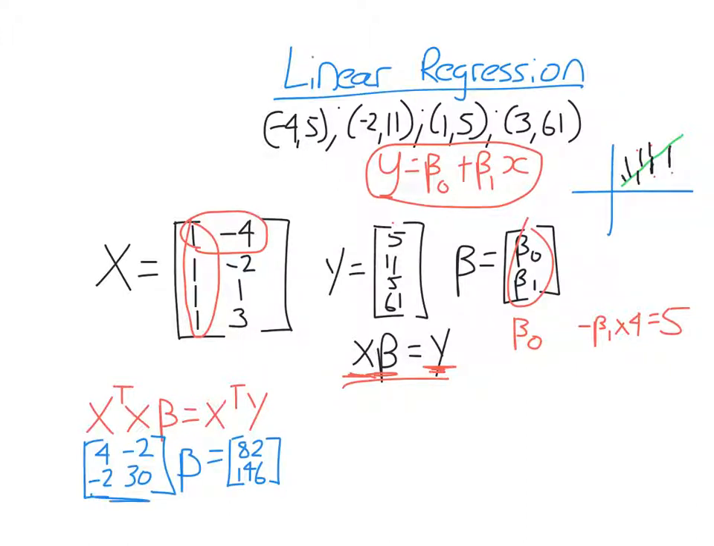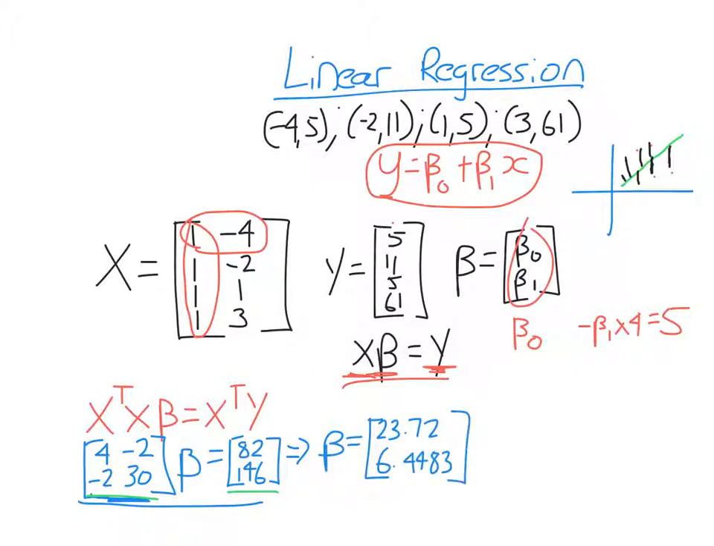Once again, this matrix here is invertible, so there will be a unique solution solving this system here, and it'll simply be that beta is the inverse of this multiplied by this, and we get this matrix here, 23.72, 6.4483 to a few decimal places, and that means the line of best fit, the line that is as close as possible, is Y equals beta naught plus beta 1 times X.